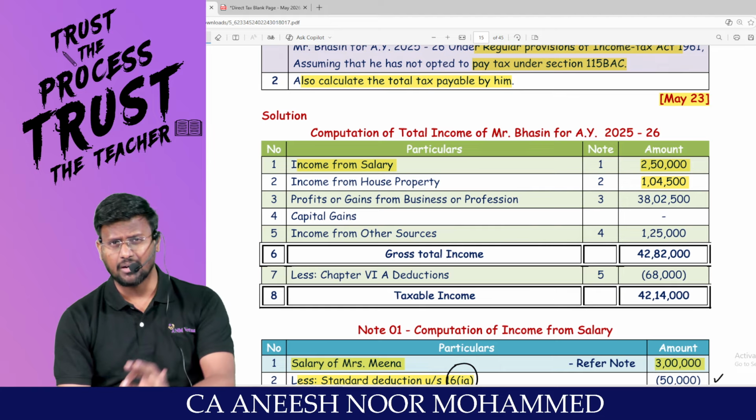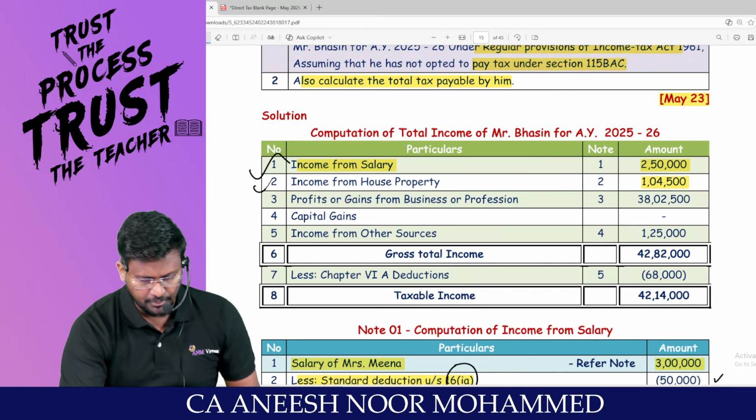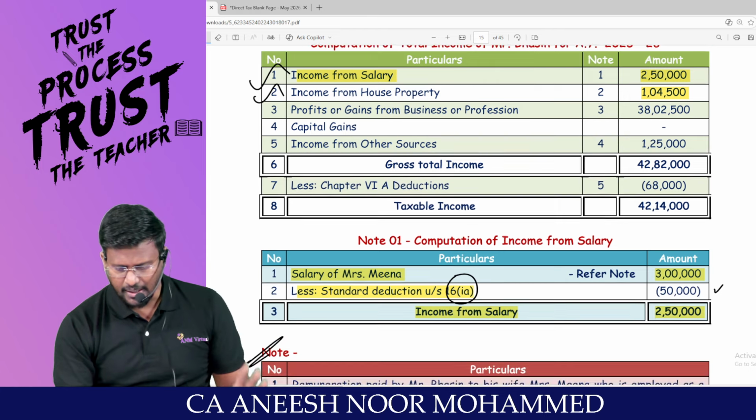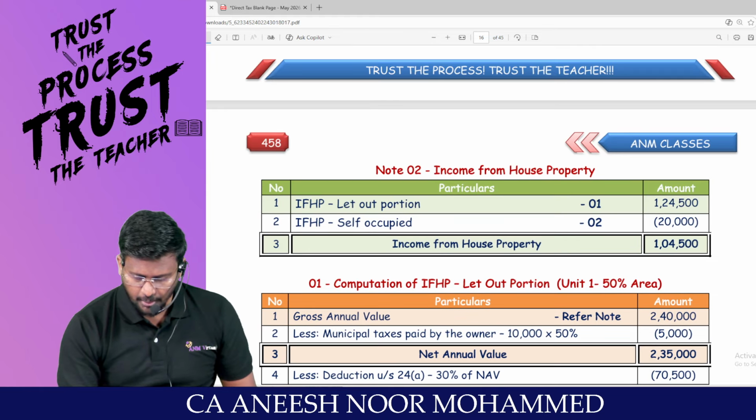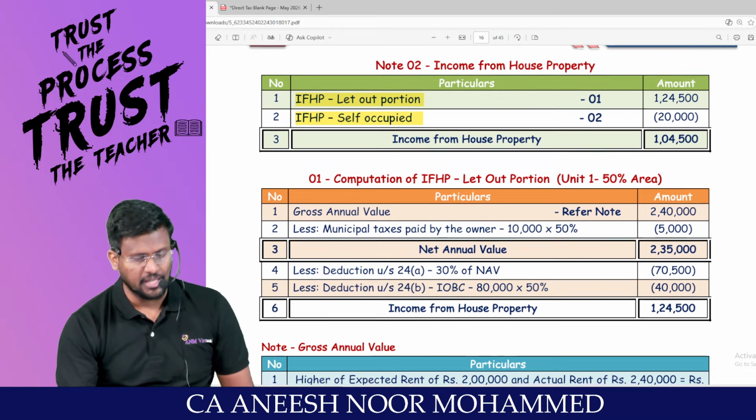Those who have done clubbing, this point will be very comfortable. Income from salary. Can I proceed? Income from house property. Just now I have finalized with one single table. Instead of putting that table in our presentation, we are having IFHP let out portion, IFHP self-occupied portion.